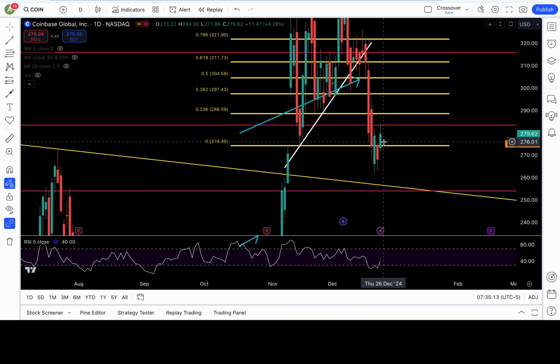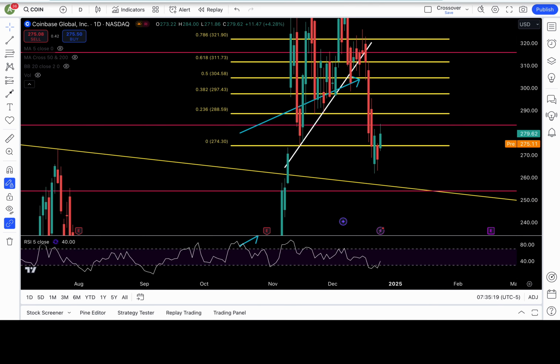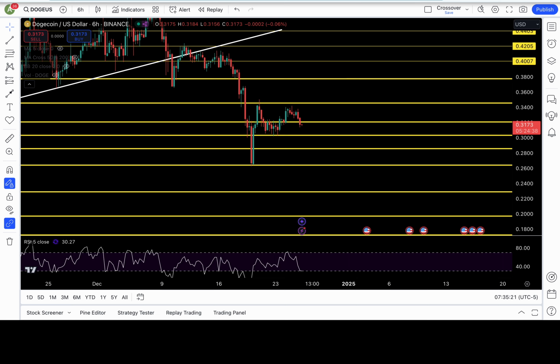And I wouldn't look to short unless 274.3 and 273 can fail as support to put those lower targets in play. DOGE, well, it broke out of that little range, broke above 32 cents, came just shy of 34 cents, now broke back below 32 cents.